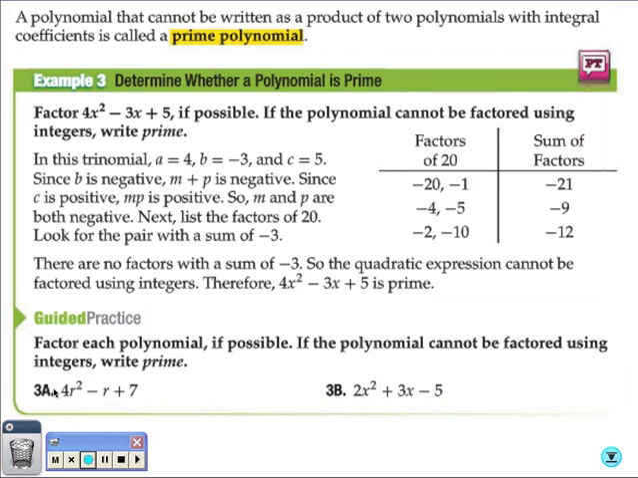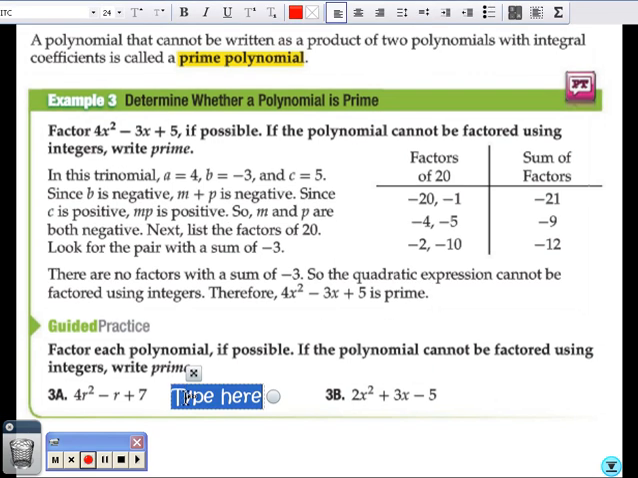If we take a look at these problems at the bottom, 4 times 7. 4 times 7 is 28. So let's list the factors of 28. We have 1 and 28. We have 2 and 14. We have, what else? I'm waiting. 4 and 7. There's no way, even if we change all of these to negatives, there's no way these numbers are ever going to add up to negative 1. So that's a prime polynomial.